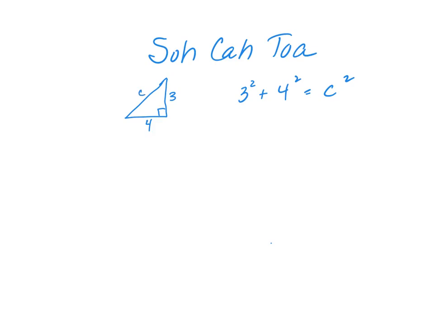And c is always the hypotenuse, so you need to make sure you put the side you don't have in the right place. If you're missing one of the sides, you would have a C, an A, or a B where the 3 or the 4 is. So you have to put things where they go. You can't just randomly put numbers down. So this is 9 plus 16 equals c squared, which is 25 equals c squared.